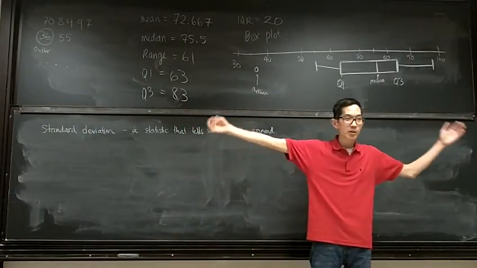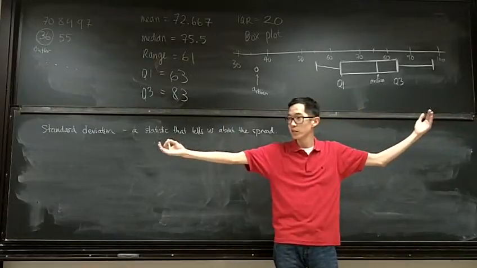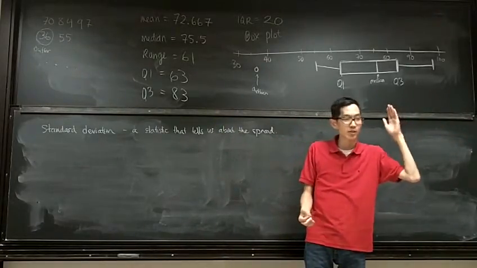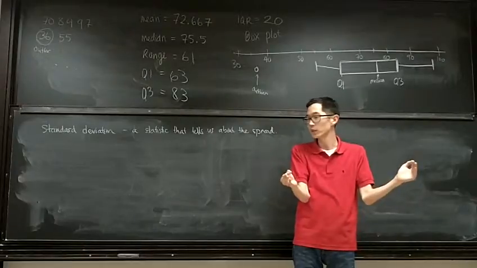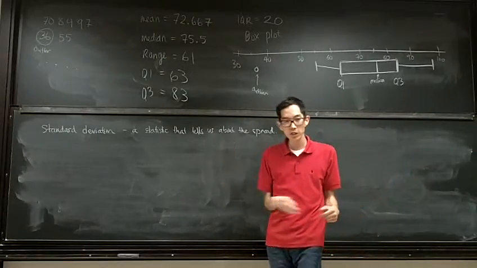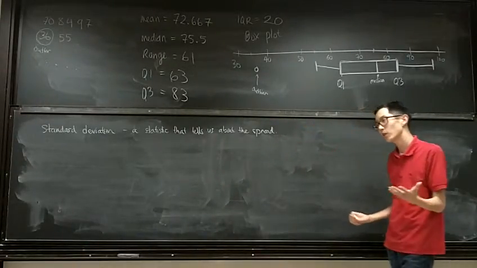The range told us how far apart is the biggest from the smallest. The IQR told us how far apart is Q3 from Q1. The standard deviation is a little bit odd.